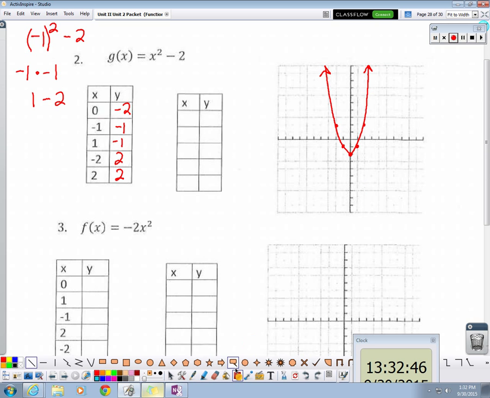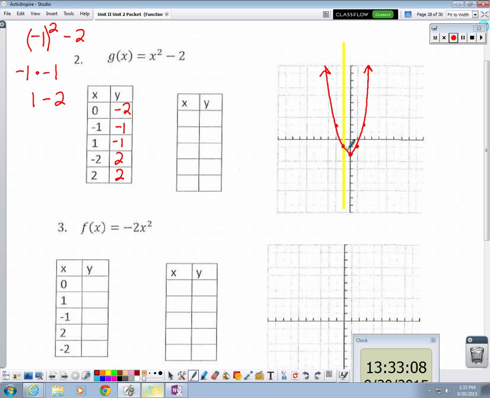Now, is that parabola a function? Does it pass the vertical line test? If I draw a vertical line through that parabola, does it hit the function more than once? No, so it's a function. Okay? To pass the vertical line test means the vertical line only hits it once. If it passes, it is a function. Okay, now we are going to graph the inverse of that parabola and see if it's still a function.